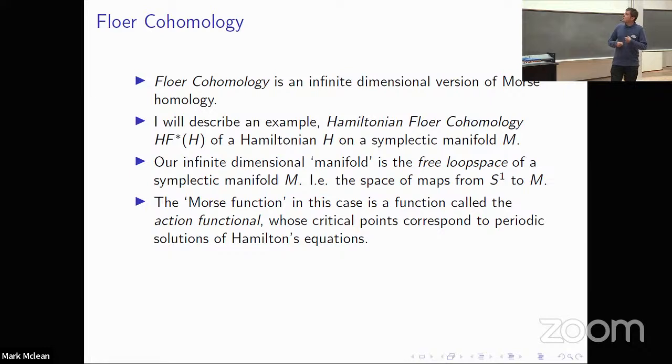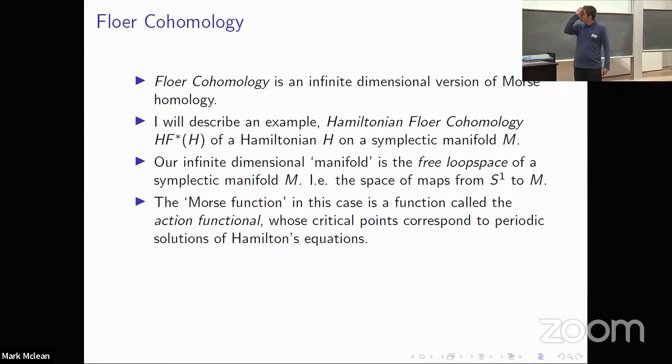Well, another condition is that I need to choose H in such a way that it's actually formally Morse. Not every smooth function is Morse. You've got to perturb it generically, and the same here. I have to perturb H generically so that this action functional is Morse in some sense.